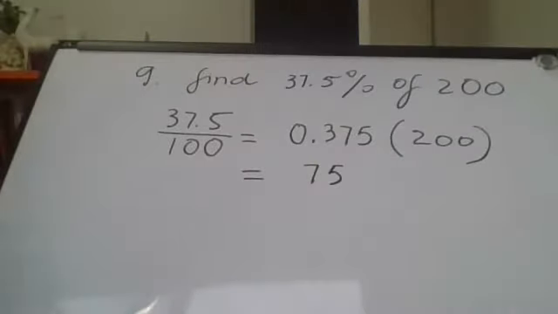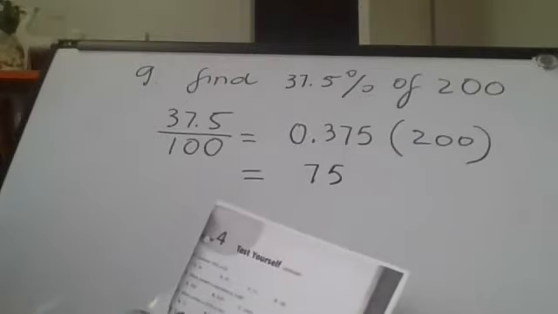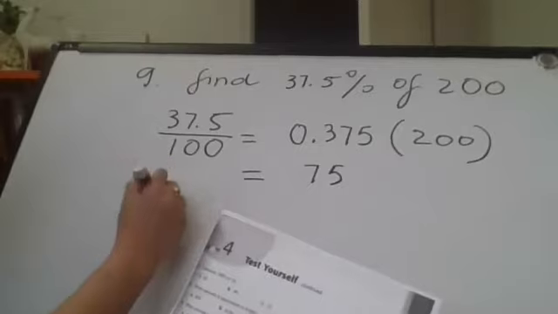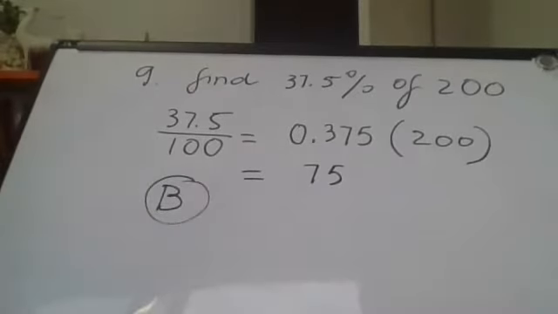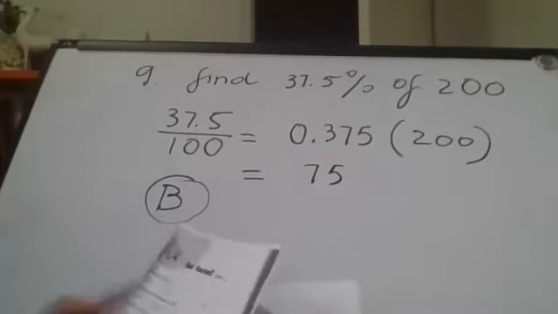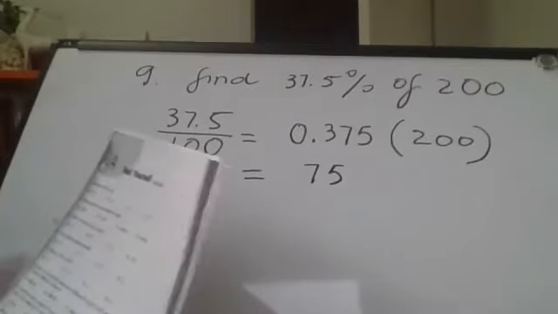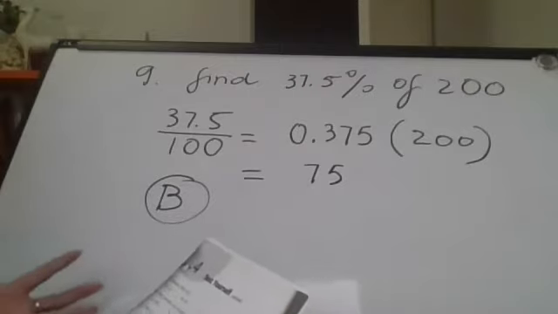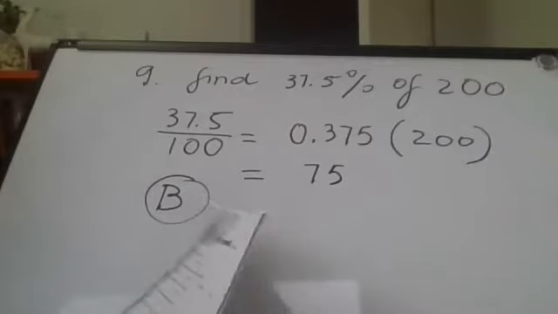So in your test, there are some choices here. Choice B is the correct answer. So circle B, it is the correct answer. That's how you do the question. Now I'm not going to have time to go through all of them, so I just select a typical question. I think it is useful for you in the test.